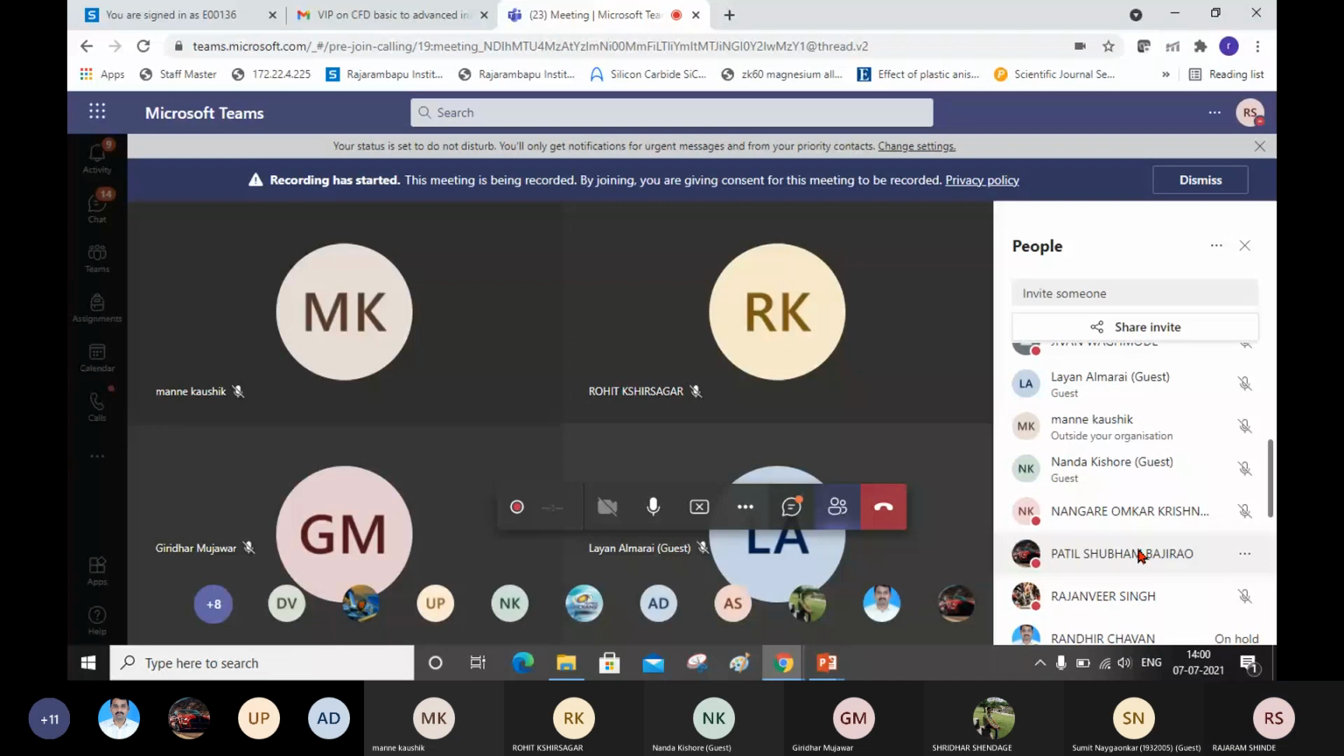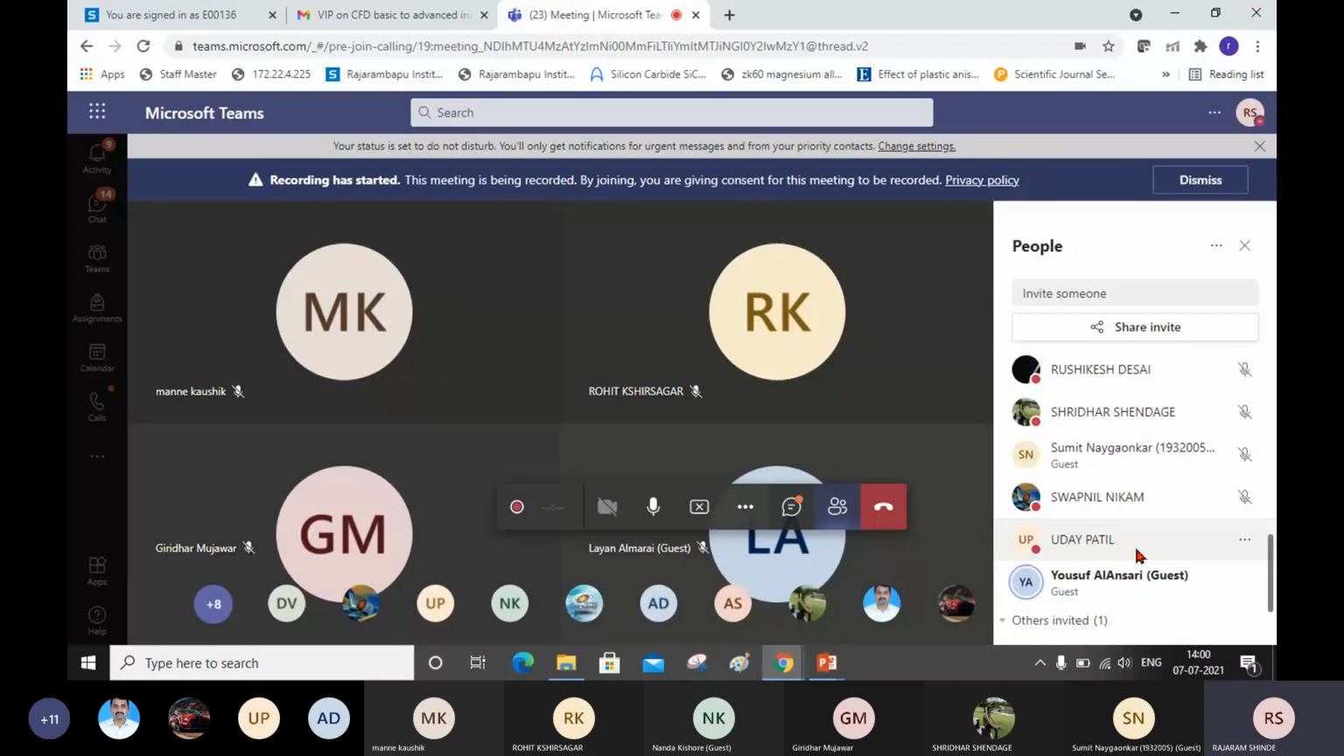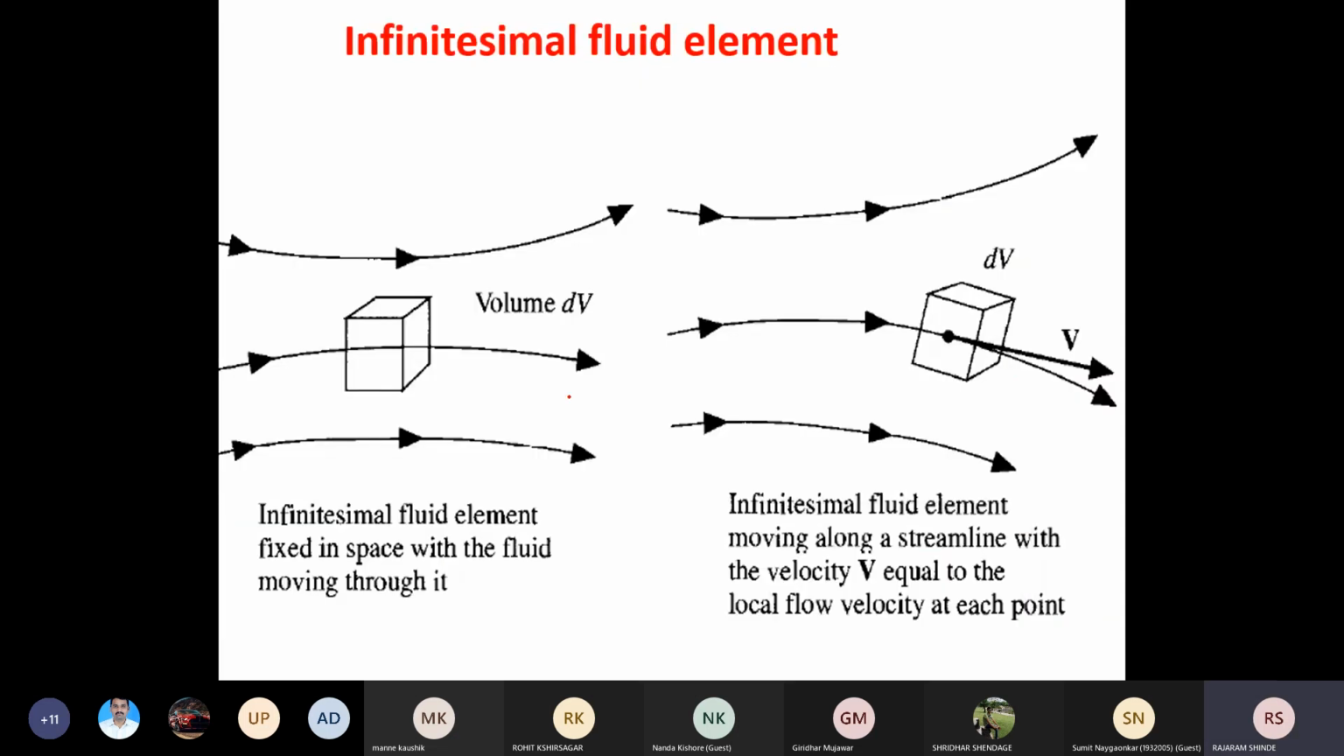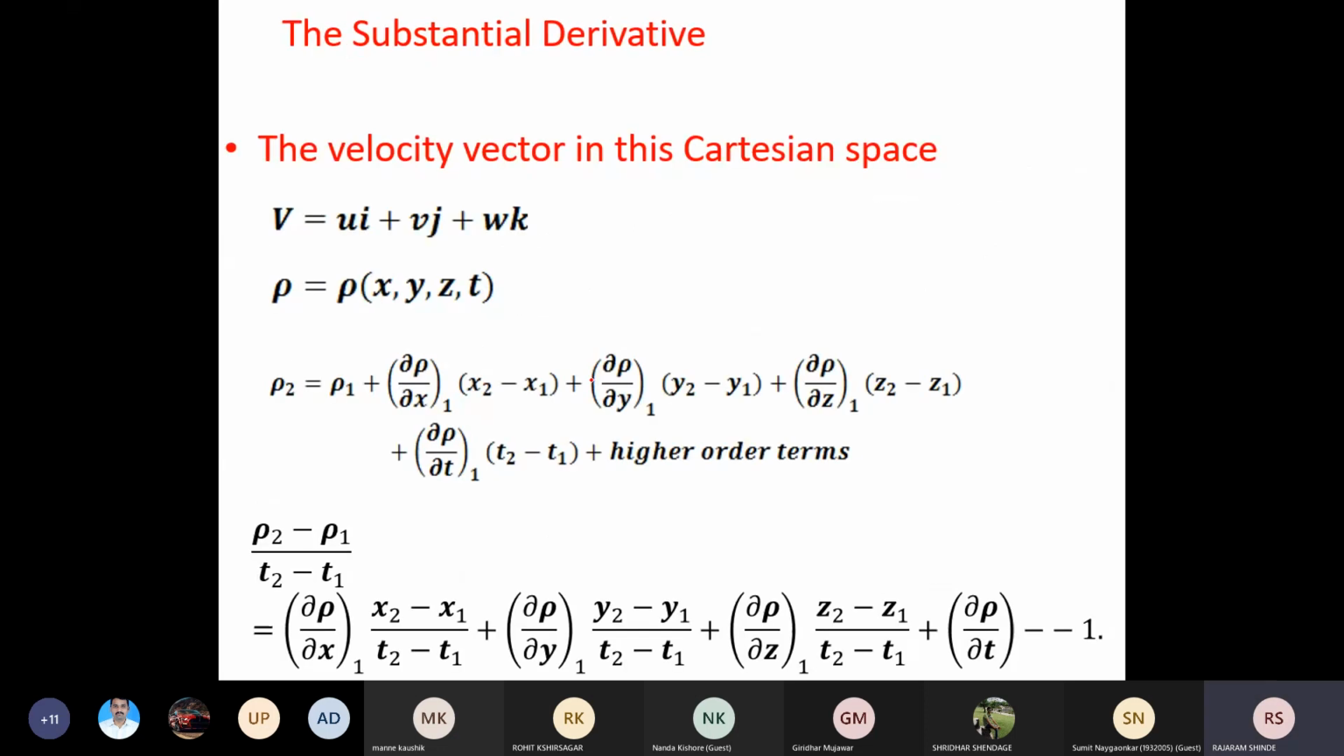No doubts. Okay. Now these are the two models. These are important models which we are using for deriving the equations. Now, before going to derive the equations, there are certain concepts which we need to understand. What are those concepts? I will tell you. Here, the concept of substantial derivative. What is the concept of substantial derivative?